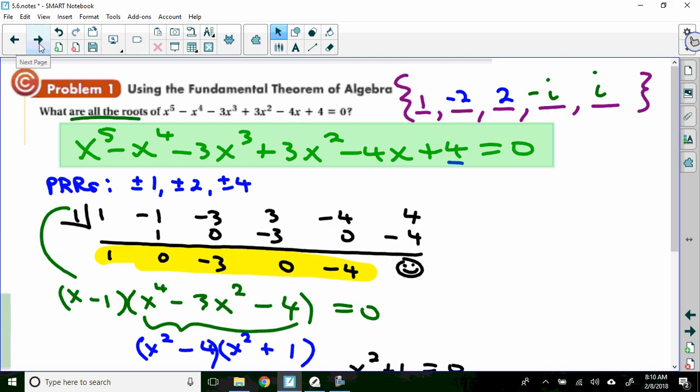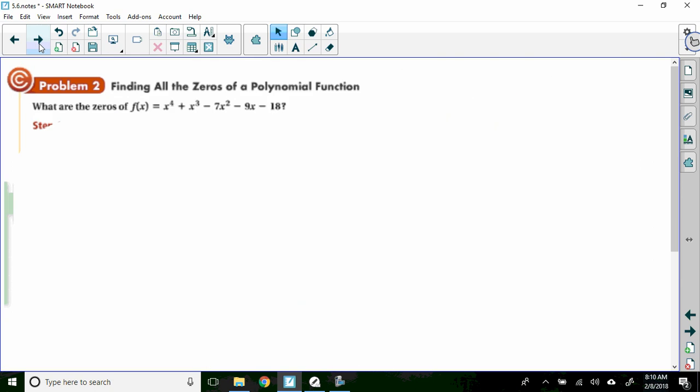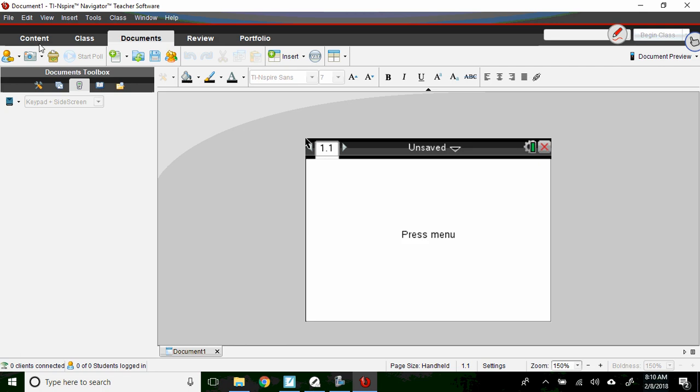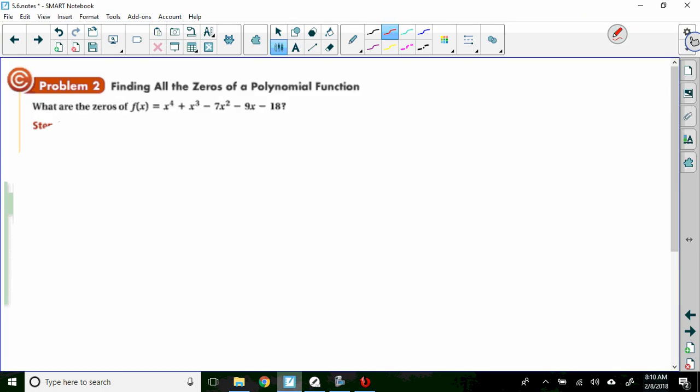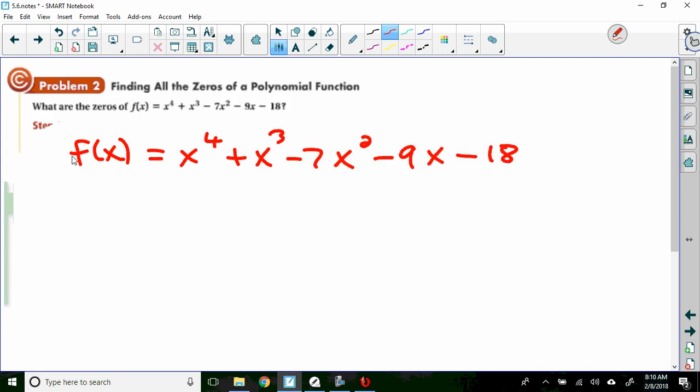While that calculator is loading, I think we'll dial up this next example. This next example, we've got a 4th degree polynomial. F of x is x to the 4th plus x to the 3rd minus 7x squared minus 9x minus 18.